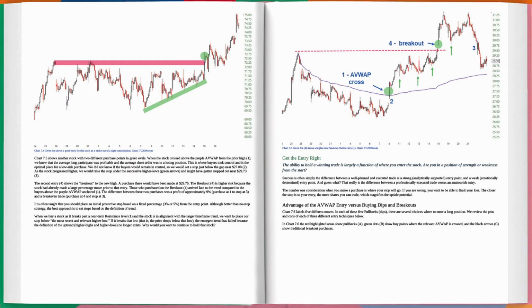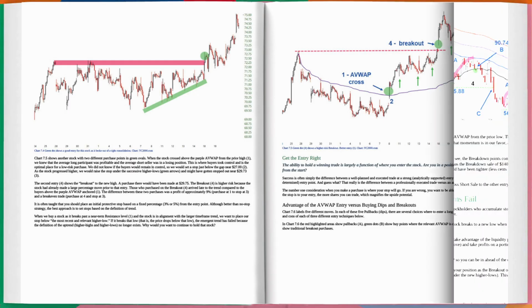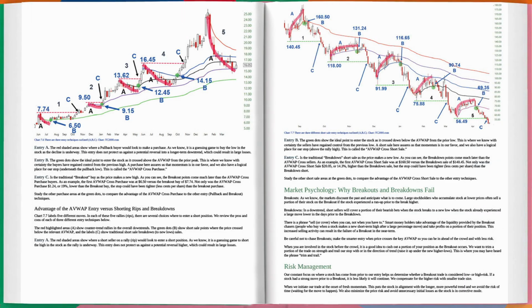Advantage of the AVWAP entry versus buying dips and breakouts. Chart 7.6 labels 5 different moves. In each of these 5 pullbacks, dips, there are several choices where to enter a long position. We review the pros and cons of each of 3 different entry techniques below. In Chart 7.6, the red highlighted areas show pullbacks. A. Green dots B show buy points where the relevant AVWAP is crossed, and the black arrows C show traditional breakout purchases. Entry A. The red shaded areas show where a pullback buyer would look to make a purchase.